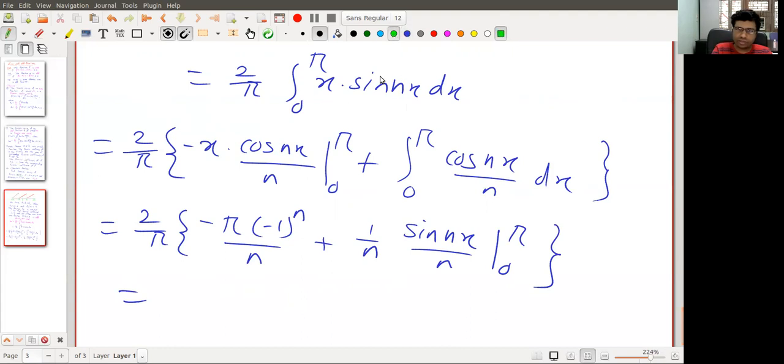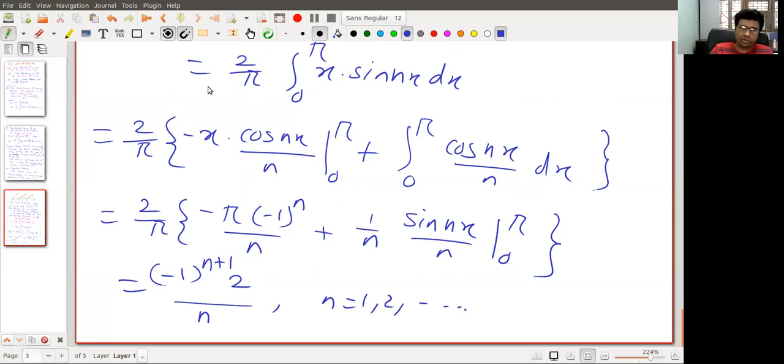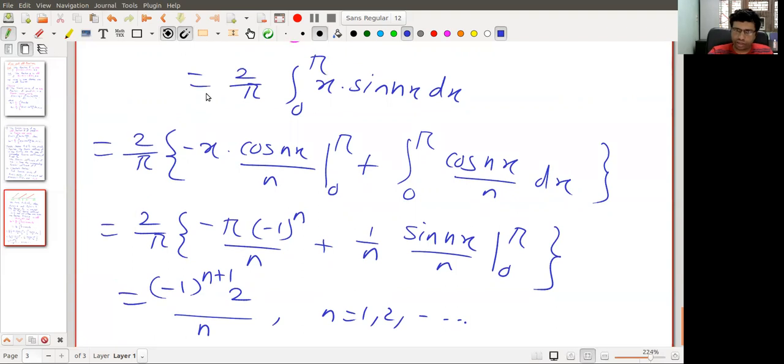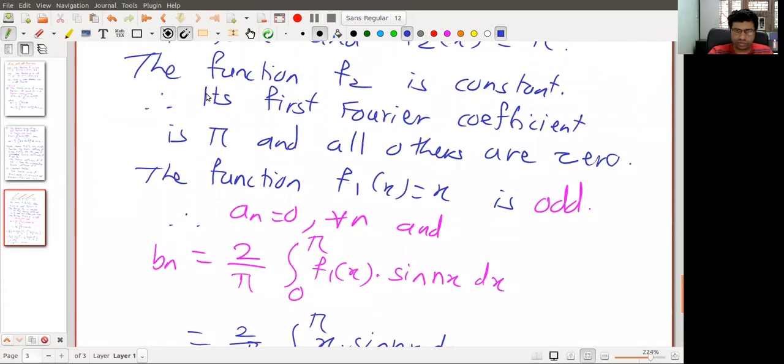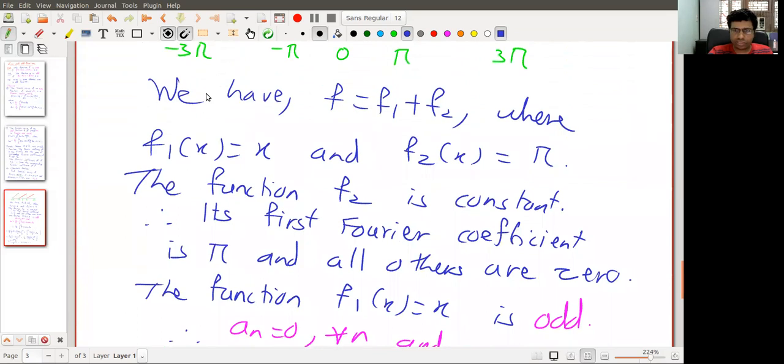Pi can be cancelled. So we have bn equal to minus 1 raised to n plus 1 into 2 divided by n, where n is 1, 2, and so on. That's all. Now all an's are 0 for f1. For f2, a0 is pi and all others are 0.